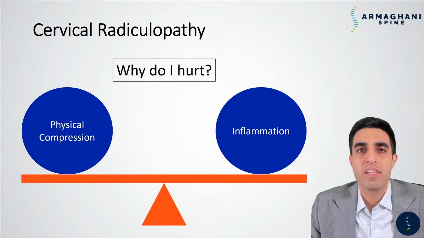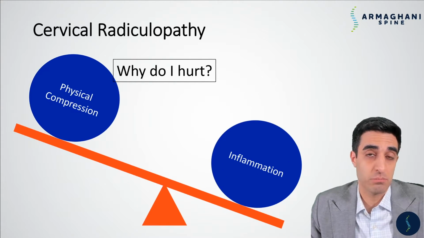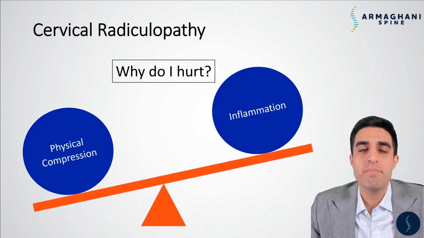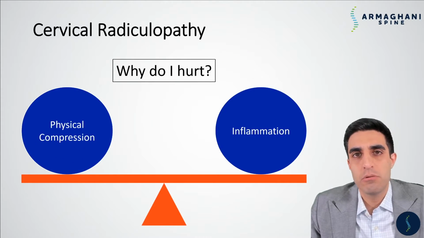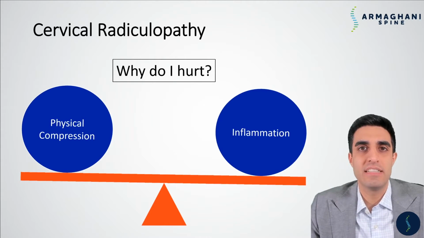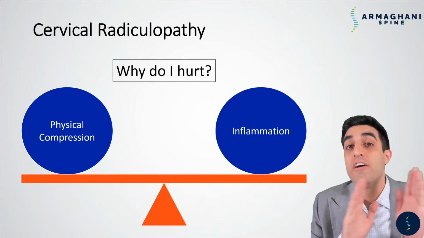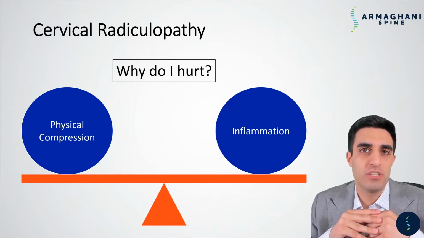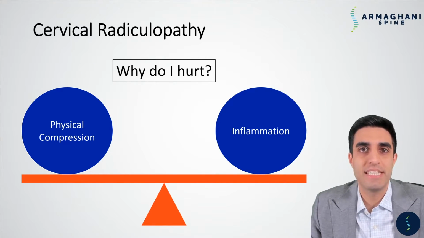For example, in some patients, they may have much more inflammation than physical compression as a reason why they hurt. In some other patients, however, it may be physical compression which is far outweighing the inflammation as the cause for their pain. And that's really where the art of being a spine surgeon comes in, is to help find out what is the distribution of their pain between physical compression and inflammation. Knowing the distribution of the pain between physical compression and inflammation helps guide our treatment to get you better.